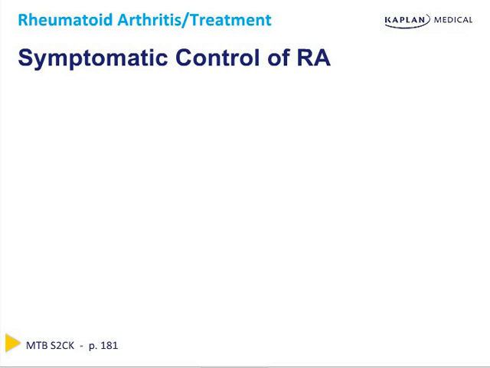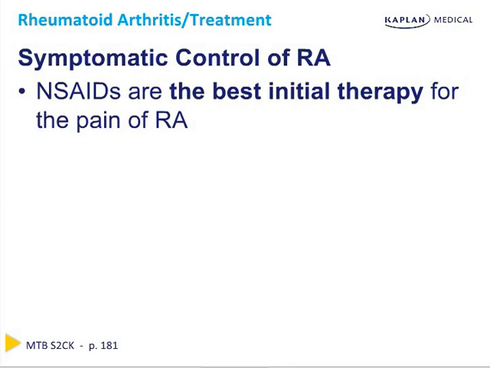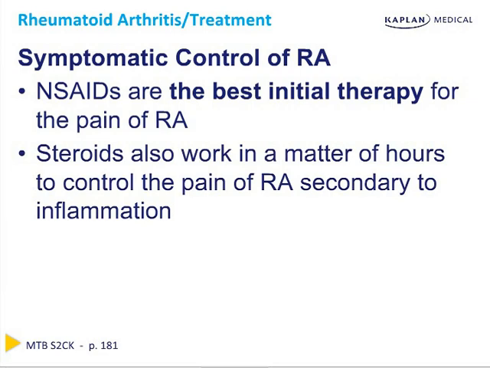Symptom control in rheumatoid arthritis is very important. These patients are in a great deal of pain. NSAIDs are the best initial therapy for the pain caused by rheumatoid arthritis. They work immediately to improve inflammation, but do nothing to prevent the progression of disease. Steroids also work in a matter of hours to control the pain of rheumatoid arthritis, secondary to the inflammation that it causes. I've actually seen patients who've come in unable to walk because of the pain. Given steroids, they were able to get out of bed just a few hours later.